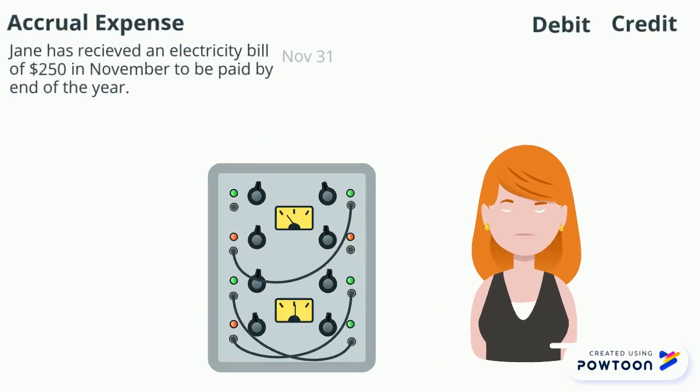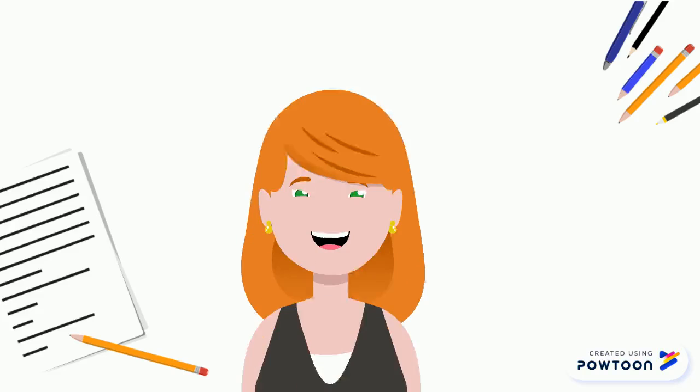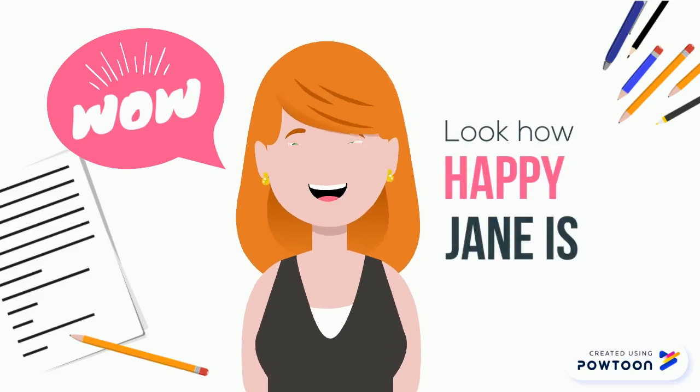As we've been billed, we will record expense as a debit, and as we've not yet paid, we will record accounts payable as a credit, with $250. Jane is now on her way to becoming an accountant, and I hope you guys are too.